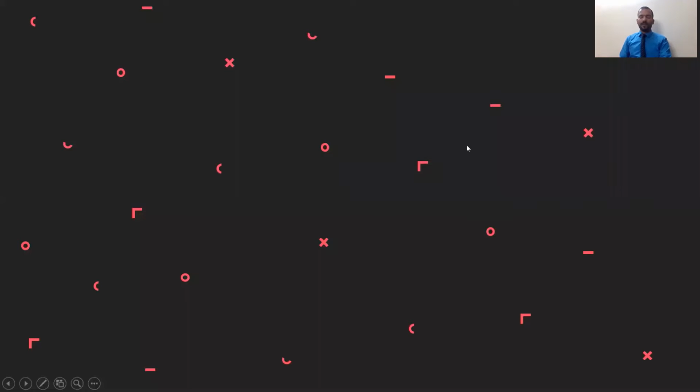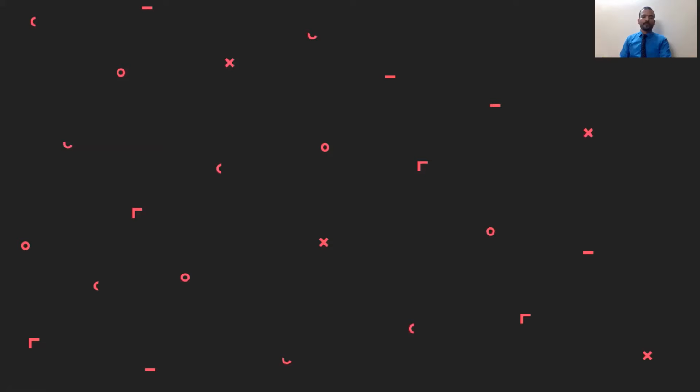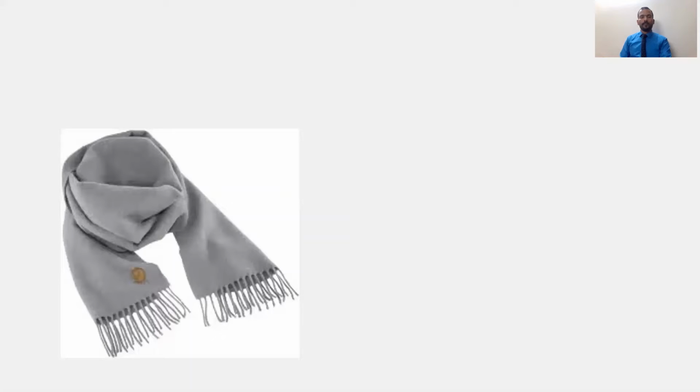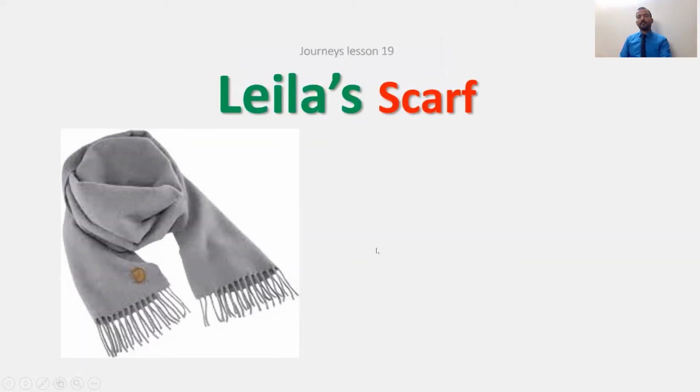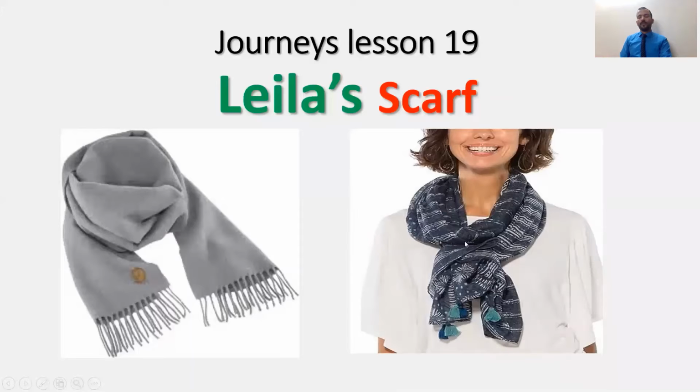Today's lesson is our last lesson in your Journeys book. The title is Leila's Scarf. So this is the scarf, but this one is for men, and this one is for women. Lesson 19, Journeys, lesson 19.